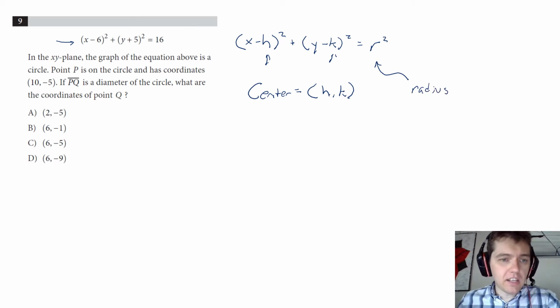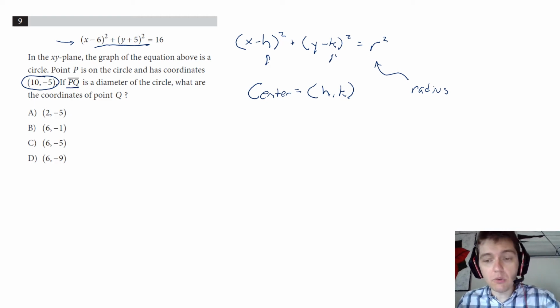So in this case, they give you 1 point. They obviously give you the center because they give you this equation, and they give you 1 point on that circle. And what they're asking for is they're saying that this line from the point they give you to some other point is on the other side of the diameter of the circle. So drawing quickly, you have a circle like this, you have the center, they give you 1 point. They're saying that the other point is on the exact opposite side through the center of that circle.